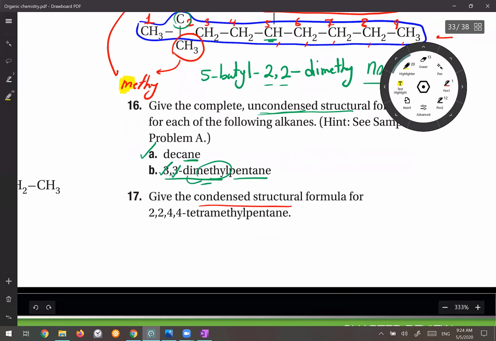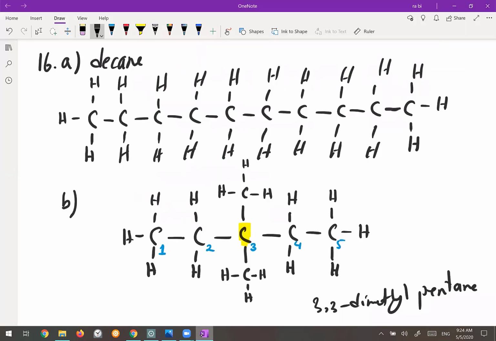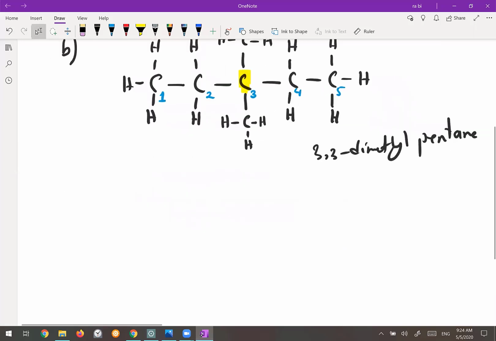As I said, we have to start with the parent. The parent is pentane. It means we have 5 carbons there. So I go back here, question number 17. The parent has 5 carbons. 1, 2, 3, 4, 5. Okay, so these are 5 carbons.